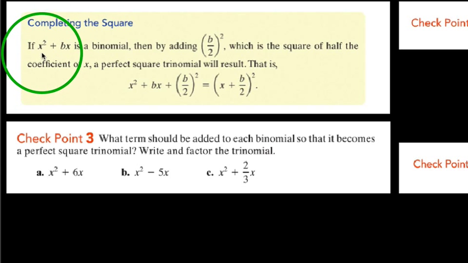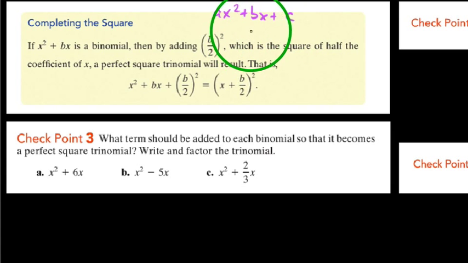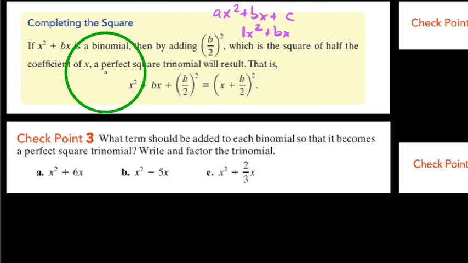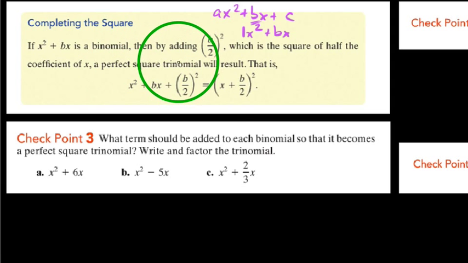This is kind of an important statement to start with. We say if x squared plus bx is a binomial, that is, we're starting with some quadratic thing, ax squared plus bx plus c, where specifically a is equal to 1. So we have x squared plus bx, and specifically c is equal to 0 here. We say then, by adding (b over 2) squared, which is the square of half the coefficient of x, in other words, if you take this middle term, cut it in half and square it, and add that on to the initial expression, what you really get is a perfect square trinomial.